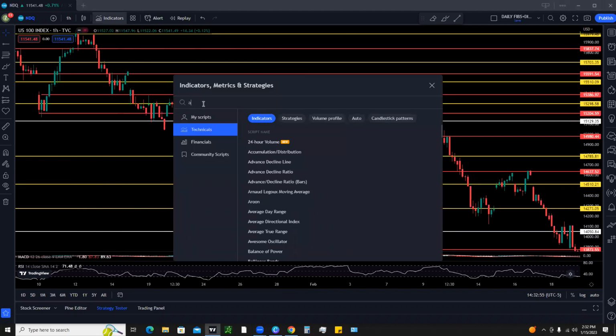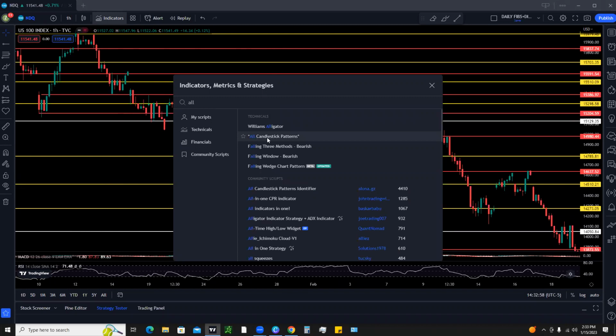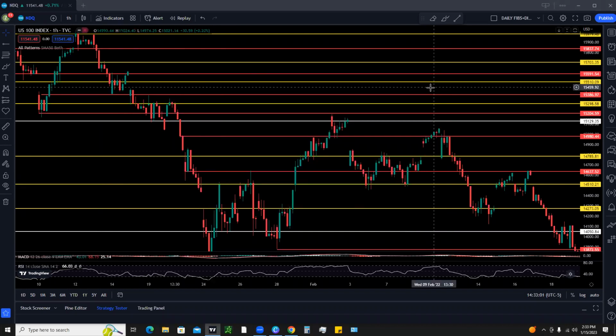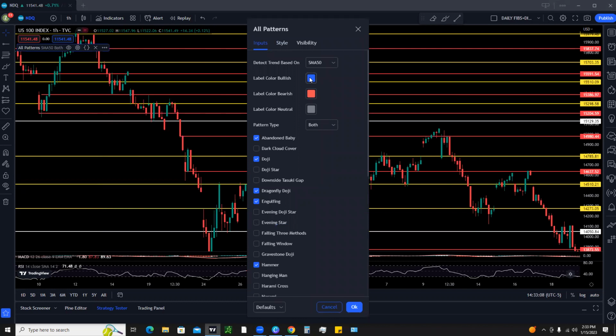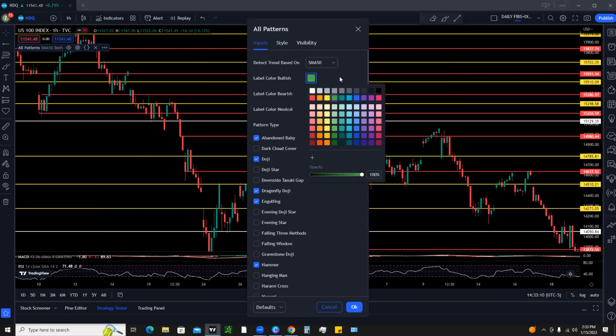Now, what's cool about TradingView, okay, is you could come over here to indicators and you can type in "all," and it'll pull up all candlestick patterns. Okay, we'll go ahead and put this on here. All right, and now we have all patterns on. We'll go over here and we'll adjust some of the settings real quick. And we're going to go label color bullish. We're going to change this to green.